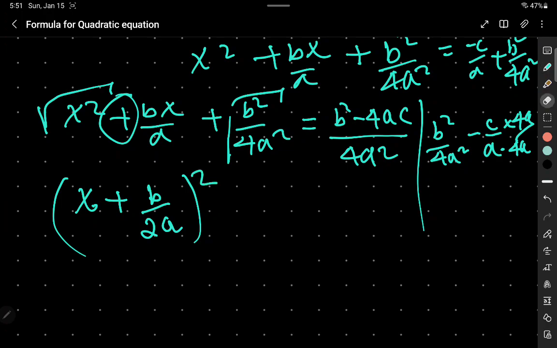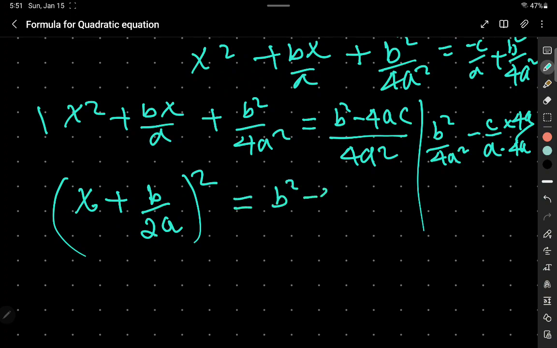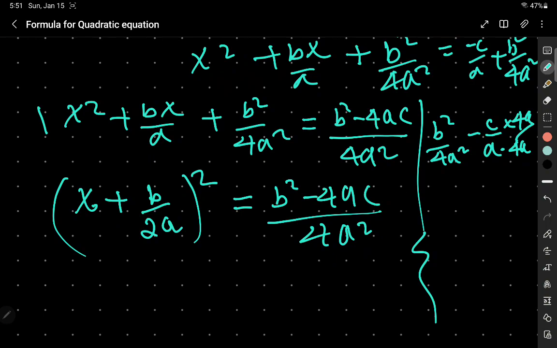This square is equal to how much? How do we simplify this one? So you have b squared minus 4ac over 4a squared. But by the properties of radicals, you have to keep this in a radical, because in order to remove this square, you have to keep this in a radical.